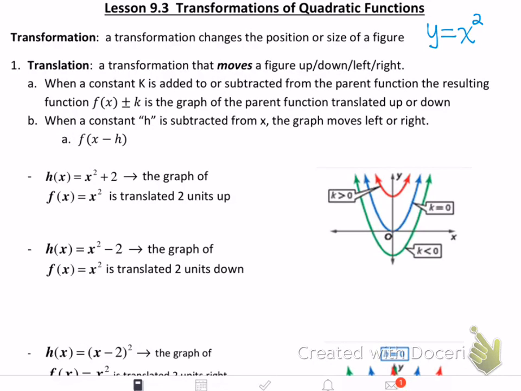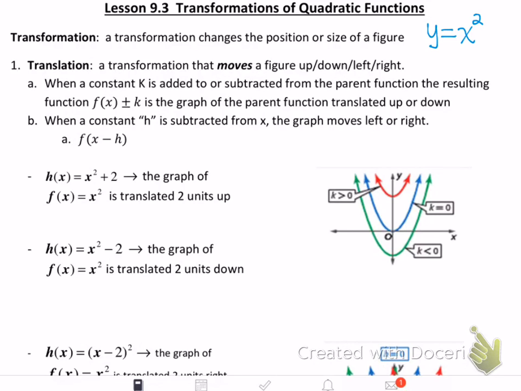Every kind of transformation is going to be affiliated, somehow moved from y equals x squared, and that starts at the origin. Okay, so the first type of transformation is called a translation. Translation is where your original graph moves, it slides up or down, left or right. Now, how is this moved? It can move up or down when a constant k is added or subtracted from the parent function.